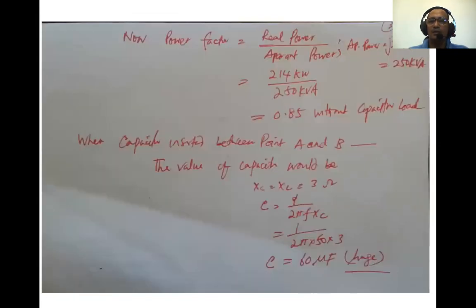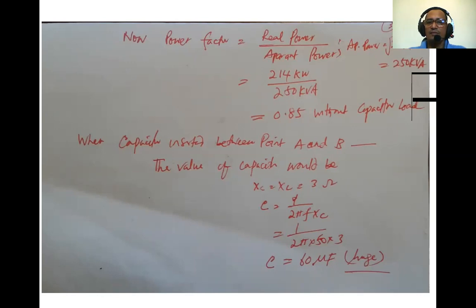So the power factor of the circuit is the ratio of the real power and the apparent power. Here the apparent power is the square root of the resistive power squared plus the inductive power squared. It is definitely the square root of 214 squared plus 128.5 squared, which is 250 kilovolt ampere. So the power factor without any correction is around 240 kilowatt divided by 250 kilovolt ampere, which is 0.85, without the action of any correction by a capacitive load or capacitor bank.